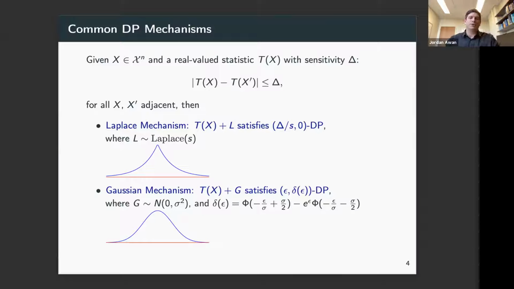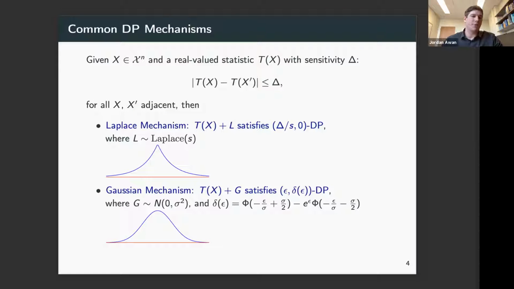How do we achieve it? Well, there are lots of mechanisms in the literature, but the simplest conceptually is to simply add noise to a statistic. The noise needs to be scaled according to what is called the sensitivity, which measures how much the statistic T changes if we were to change one person. So the sensitivity is capturing how much one person is contributing. We scale the noise proportional to the sensitivity so we can cover up one person's contribution. There are lots of choices for the distribution we could use.